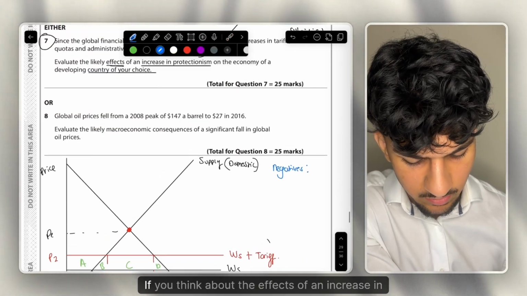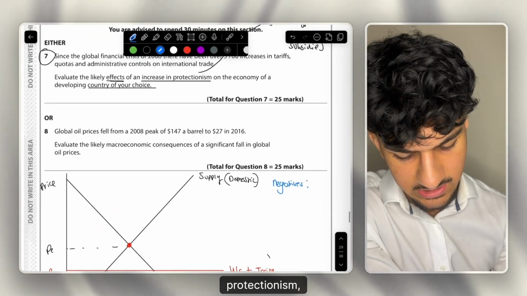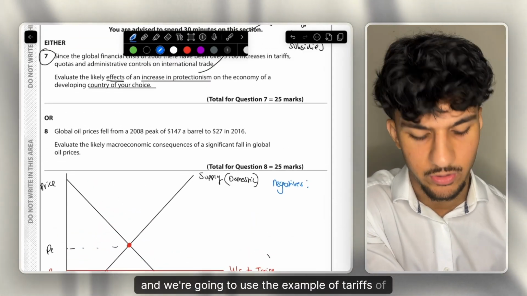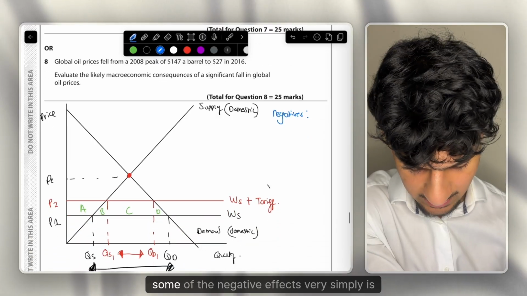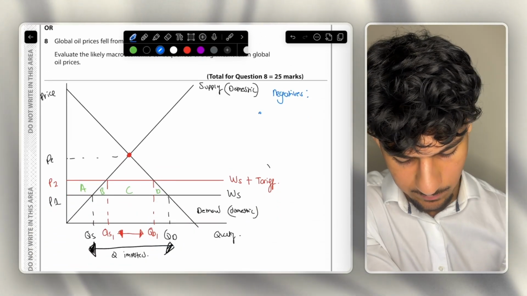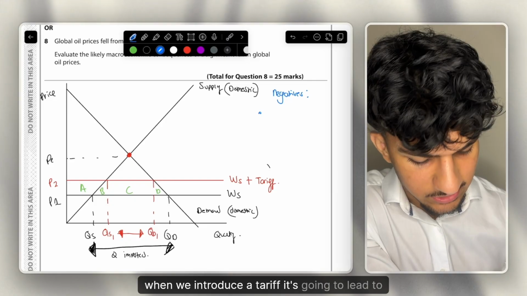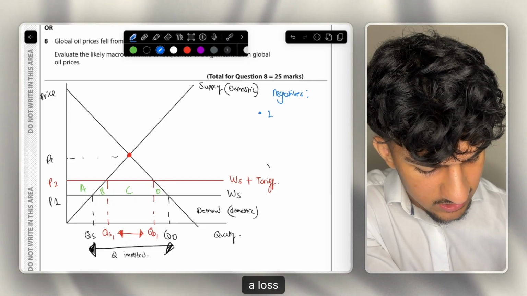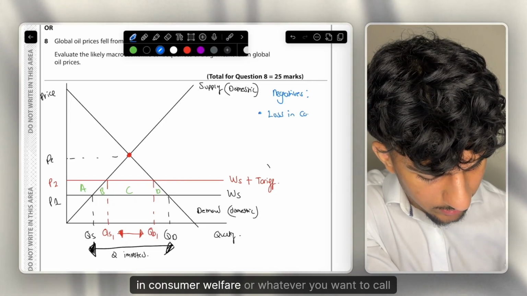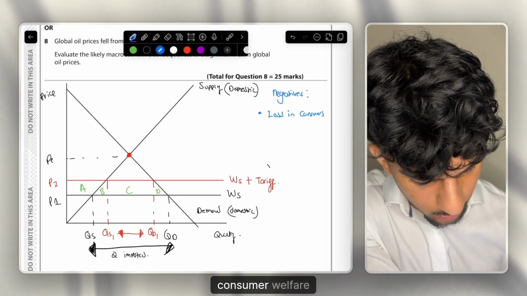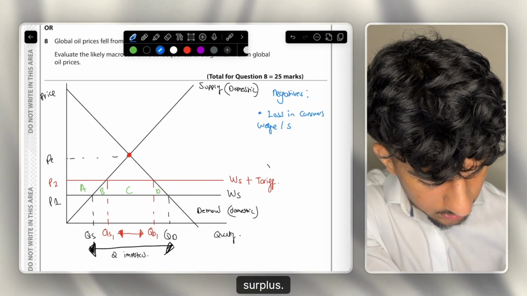Okay, so now back to the question. If we think about the effects of an increase in protectionism, and we're going to use the example of tariffs, of course, for this paragraph. Some of the negative effects, very simply, is when we introduce a tariff, it's going to lead to a loss in consumer welfare, or whatever you want to call consumer welfare / surplus.